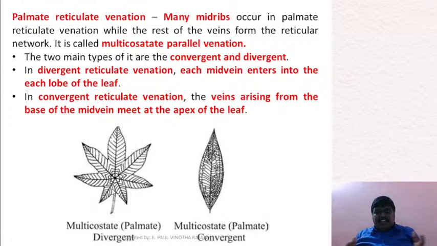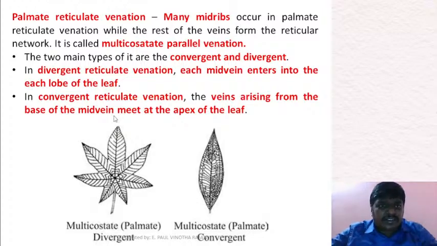Many midribs are there. That's why it is called multicostate parallel venations. In that we have divergent and convergent.